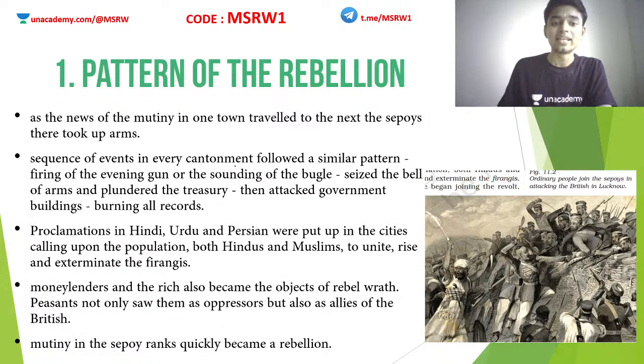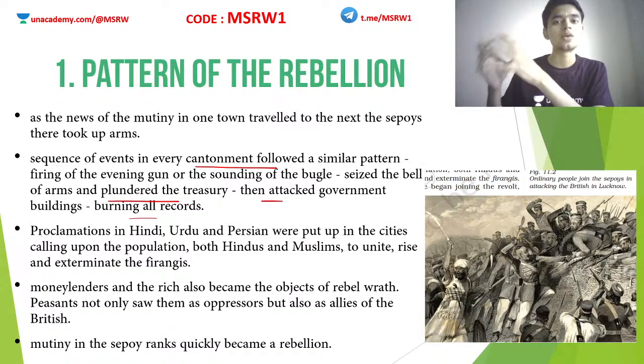Sequence of events in every cantonment followed a similar pattern. I mean, all this rebellion happened in a very already prefixed pattern. It was not very random or anything. The first thing they did was to take power of the bell of arms. In each of these cities, the British had a place where they kept their arms and ammunitions. So first thing first, the revolters captured this particular building. Okay, then they plundered the British treasury in order to get the necessary finance. They attacked government buildings and they burned down all the British records.